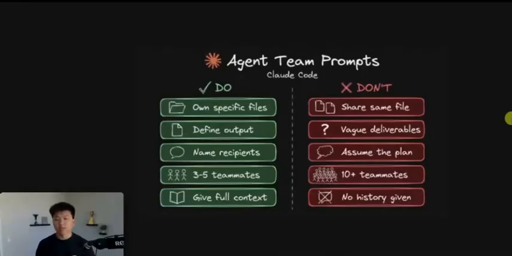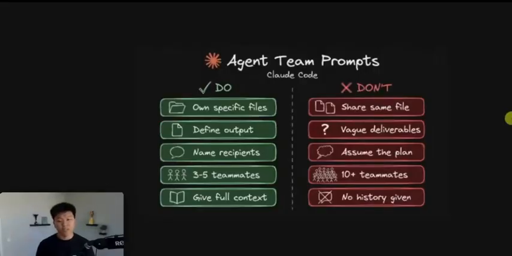So we're about to hop right back into Claude Code and live prompt an agent. But real quick, let's talk about some do's and don'ts. So do have each agent own specific files, because if you don't do this and agents are sharing files, they might overwrite each other's work, which is not good. Do define the output. Don't use vague deliverables. Do name recipients. Don't just assume that they're going to understand who to talk to and why. Do have about 3 to 5 teammates. Don't go for massive agent swarms of 10 plus. That'll also be 10 times more expensive.